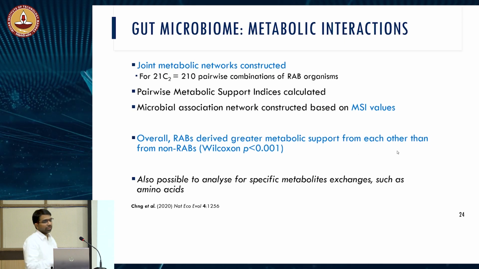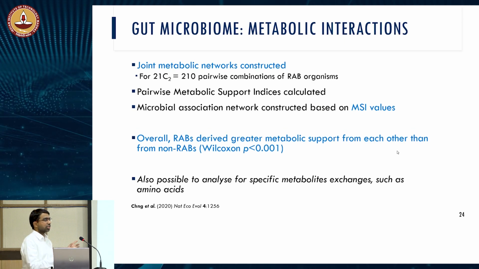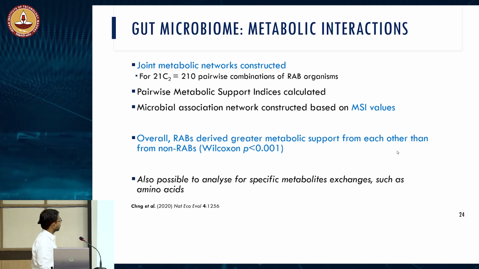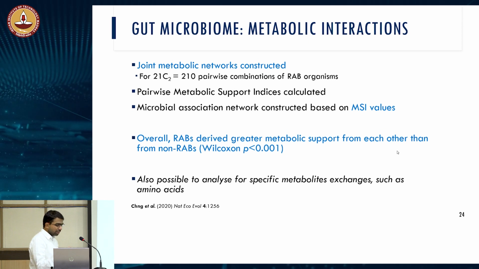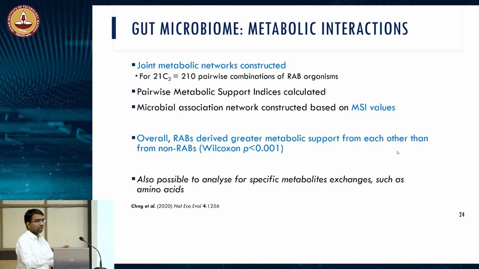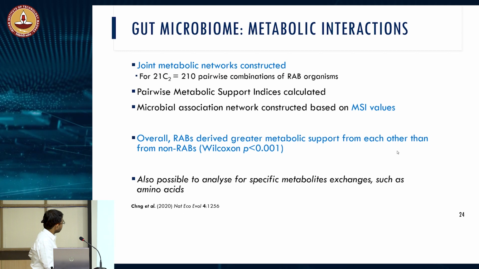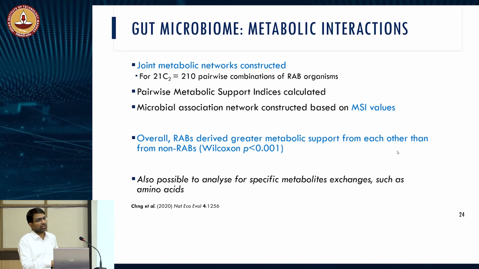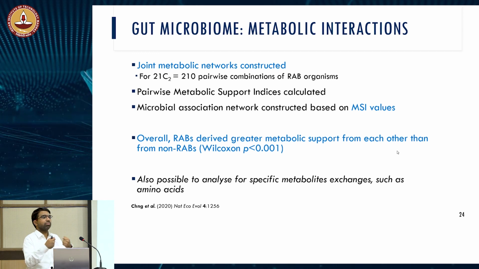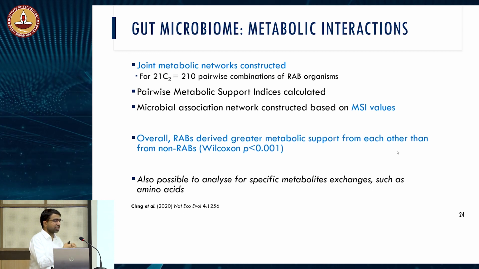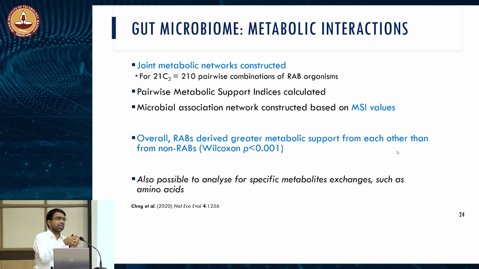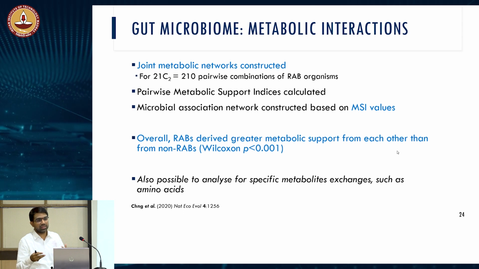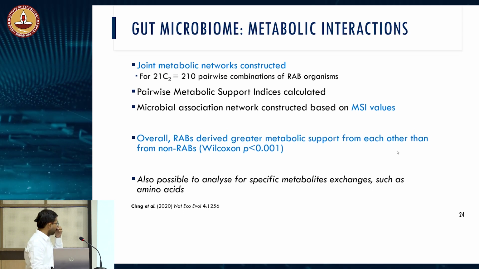What we did was pairwise interactions between all pairs of these organisms. So we had 21 microbes, and we looked at pairwise combinations of these and built a microbial association network based on the interactions that we were predicting. And what we found was that the recovery associated bacteria were typically far more cooperative or helpful with each other than the others. So they worked together as a community, and they were able to produce potentially the various metabolites that are important for gut health and so on.